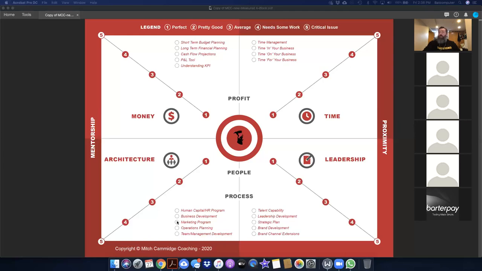Marketing. Do I have a method? Is my business talking to the outside marketplace? What are the tools, partners, or resources that I'm putting to work, or am I handling it myself? Operations. Do I understand the steps that go on in my business, and can I very readily pass those on to other people? Team and management development.